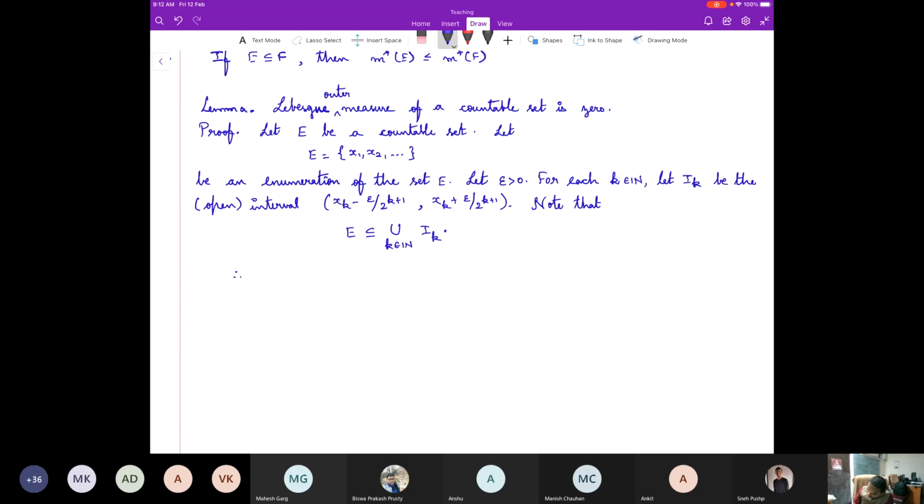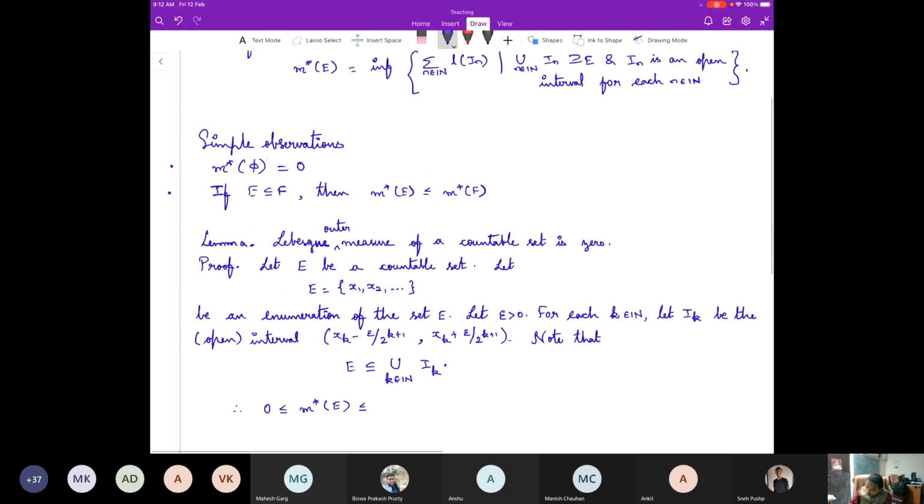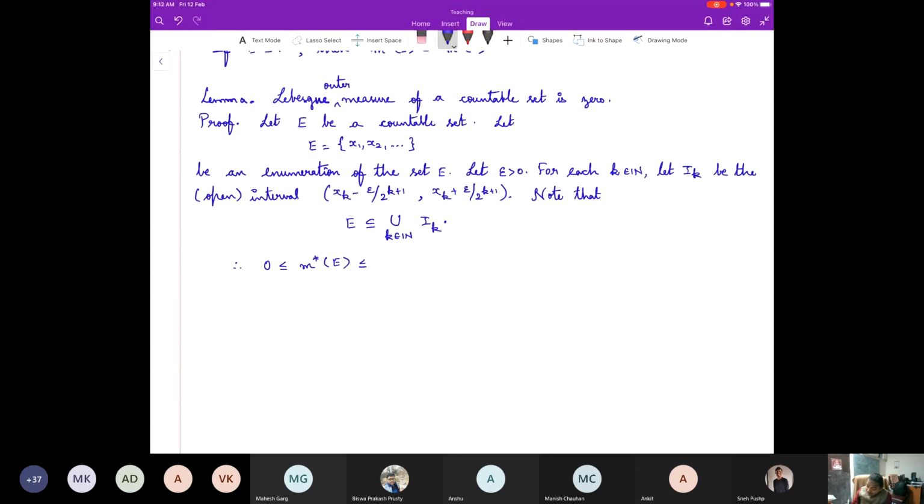Therefore, m star of any set is always a nonnegative quantity, that you can easily notice. m star E is less than or equal to, by definition, the infimum, and therefore if I add the lengths of each of these individual intervals, it is going to be naturally bigger than m star E.